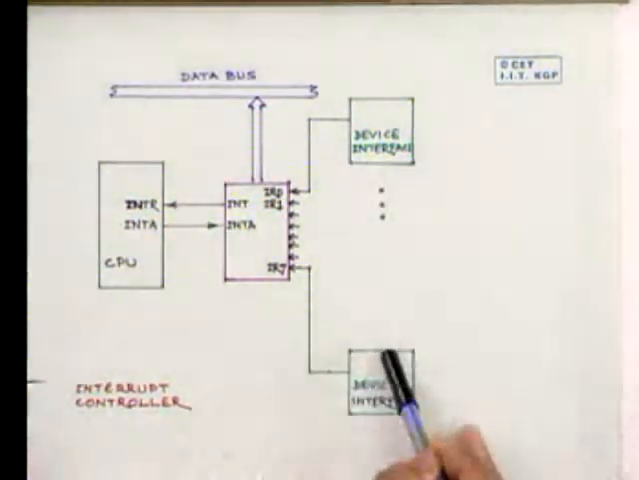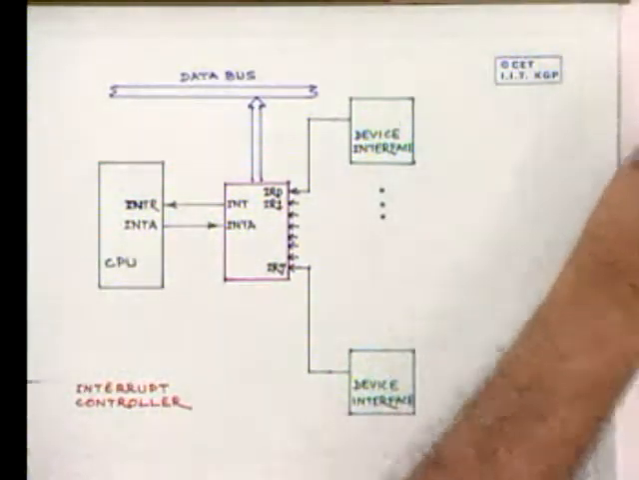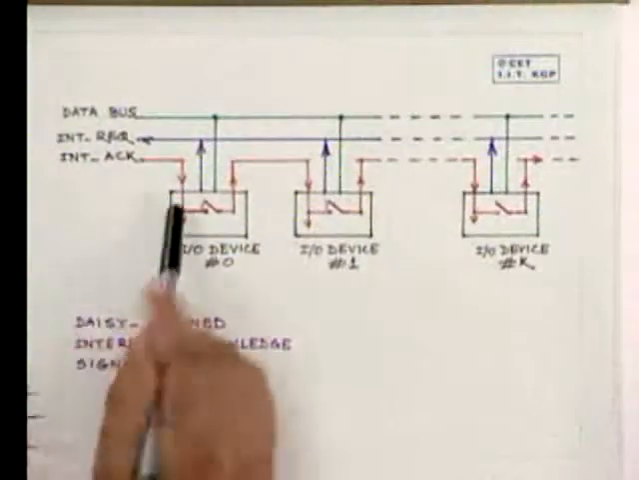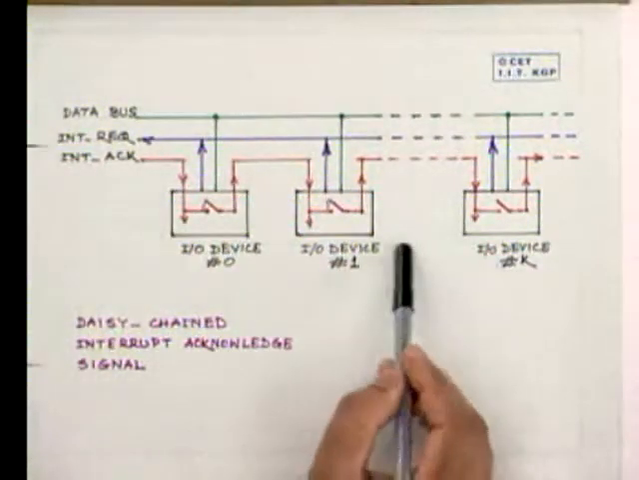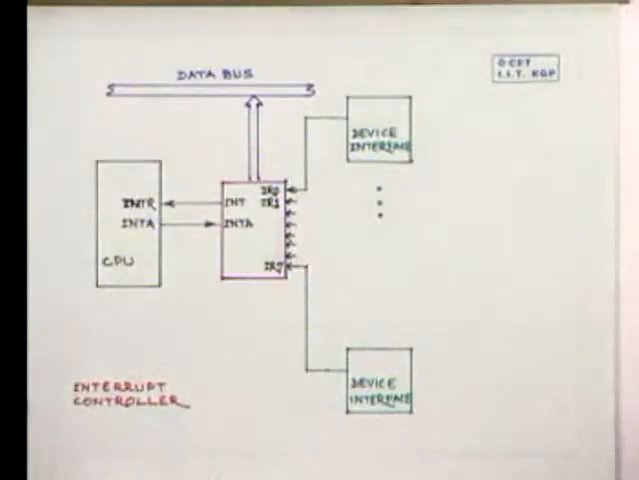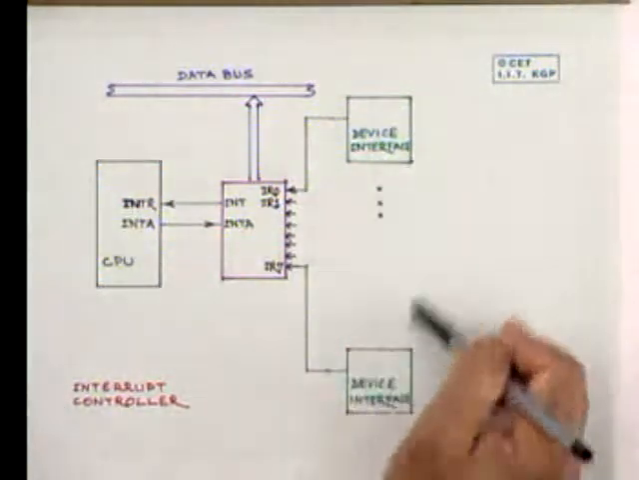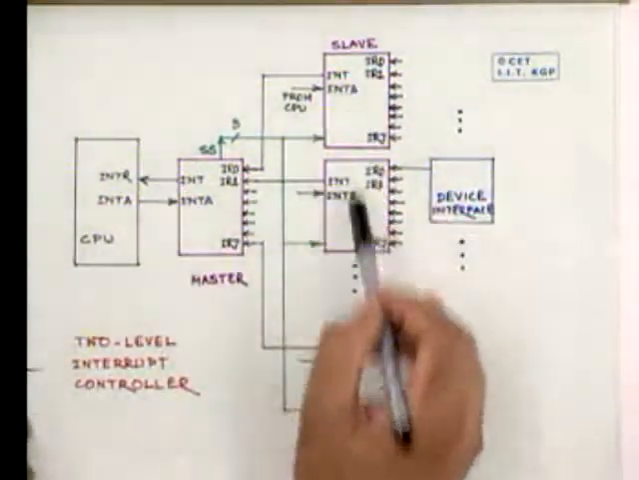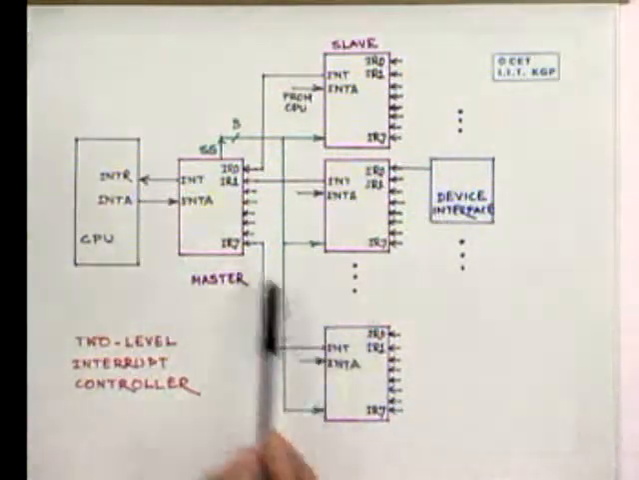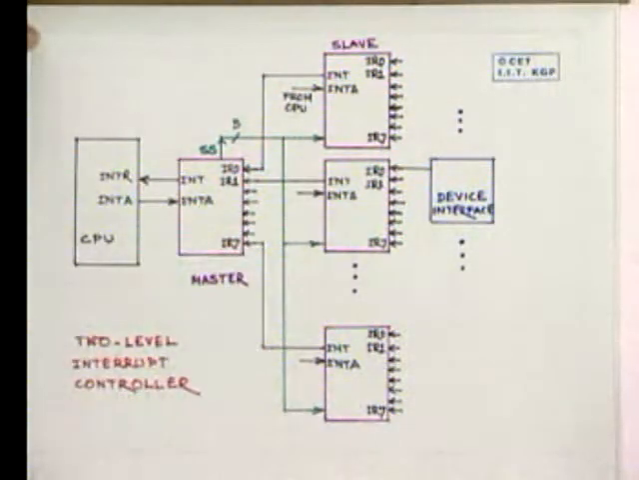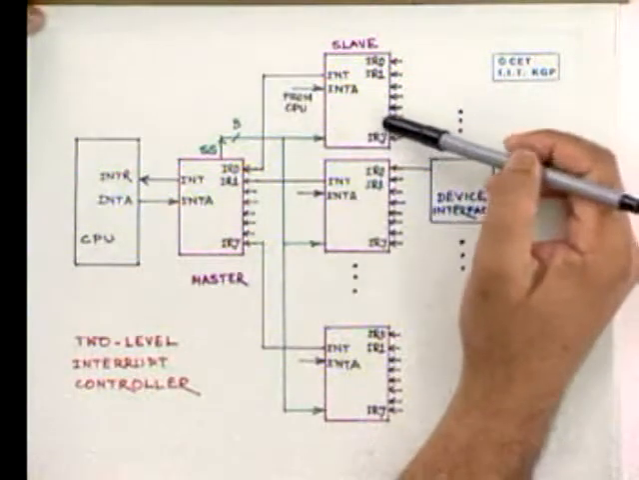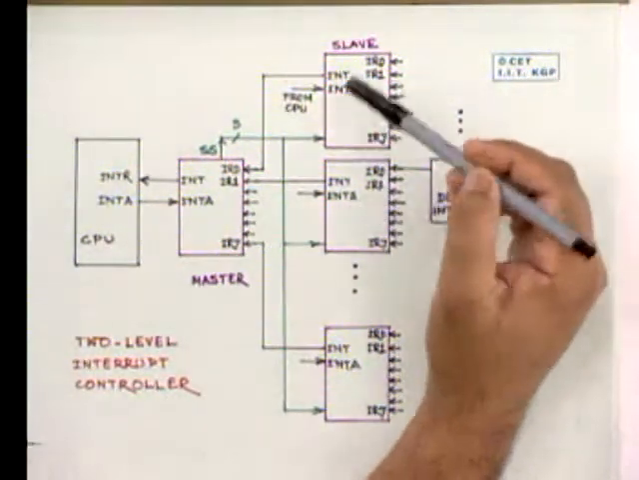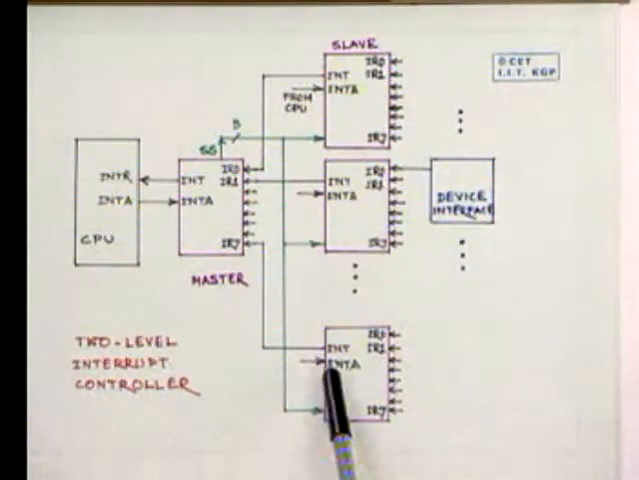Now here, in the case of daisy chaining, as you have seen, we can go on daisy chaining many devices. We need not restrict to 7. Here, if the devices are more than 8, what we can do, and is possible, is that we go for 2 levels of interrupt controller. This is an interrupt controller which is called the master. Here, these are other interrupt controllers, which we call slaves, right?